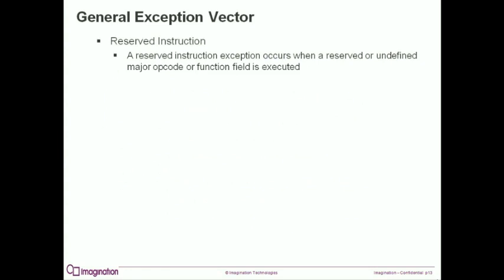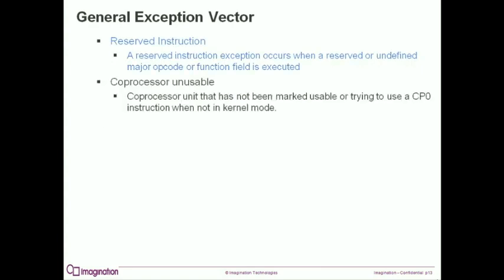A reserve instruction exception can happen if there is an instruction that the CPU cannot execute. This can be by design in the case of a floating point instruction that is intended to be handled by software, or it can be due to a corrupted code section. Coprocessor unusable exception happens when the CPU tries to execute a coprocessor instruction for a coprocessor that is not enabled, or when it is in user mode and tries to execute a coprocessor 0 instruction.